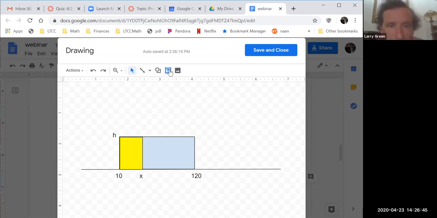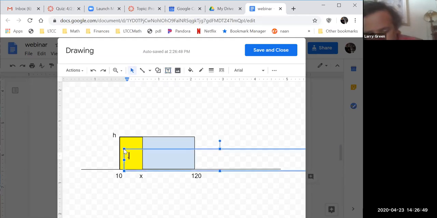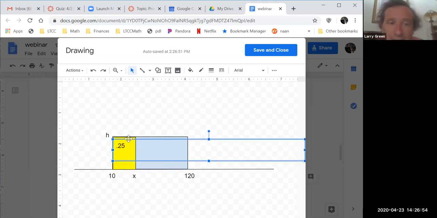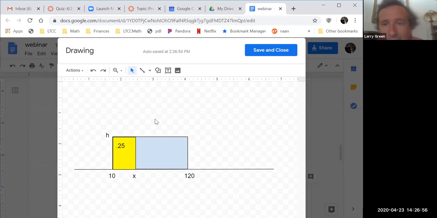So I am going to put 0.25 in the rectangle to show that that's an area. It's not a value of X. Is that clear? It's an area. So you don't put the 0.25 on the X-axis. You put the 0.25 to show the area. Okay, any questions on that?